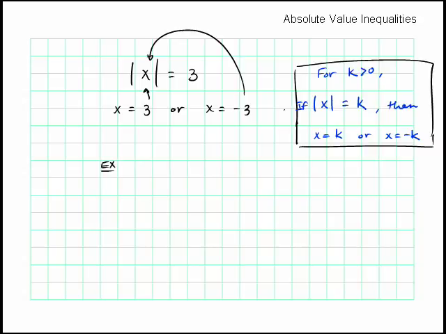By the way, notice that if I have k as a negative number, such as this, it doesn't work, it doesn't apply, because what number can I possibly plug in here for x, take its absolute value, get negative 5? It's not going to work. There's no number that I could actually plug in there and make the left side equal negative 5. And so this one has no solution.